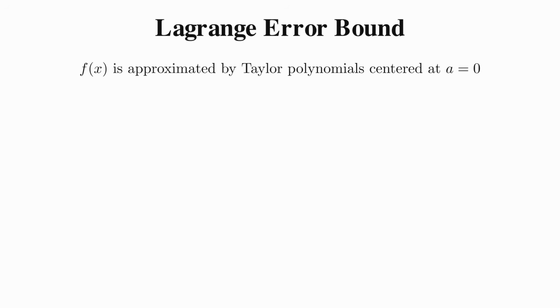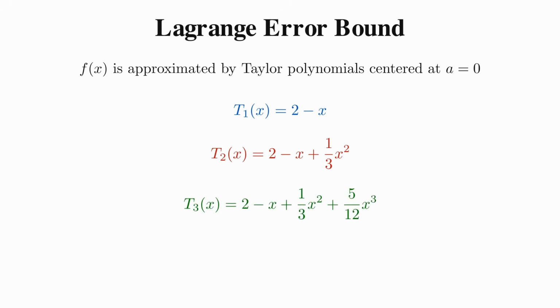The function that we're dealing with this time is going to be approximated by Taylor polynomials that are centered at 0. So those are also called Maclaurin polynomials. And so we have 2 minus x, and then we have 2 minus x plus 1/3 x squared, and then we have 2 minus x plus 1/3 x squared plus 5/12 x cubed. Okay, so those are our Taylor polynomials, and what we want to do is approximate error in using them.